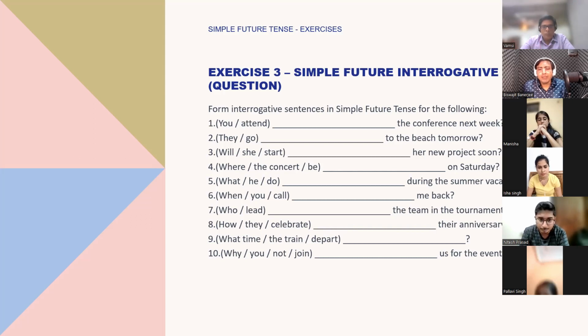Correct. Seema, dash their anniversary. Seema, yes, sir. Sir, actually, there was a call. That's why I didn't listen. No problem. Which one? Try question number 8. Okay, sir.